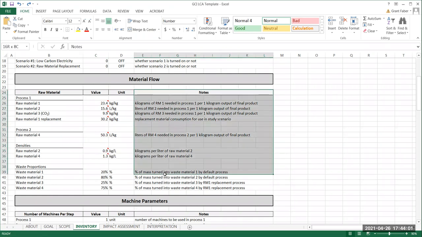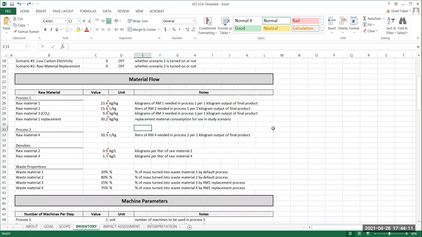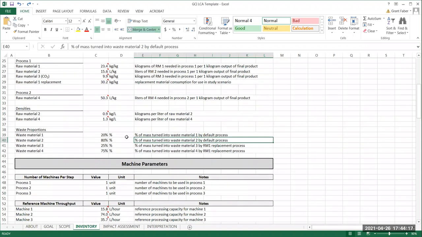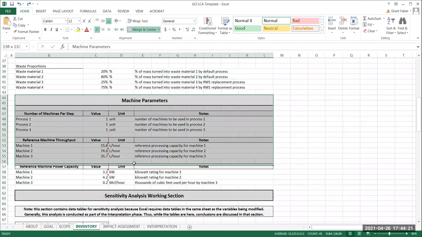And we also, as you'll notice, have these notes sections, which are similarly useful for helping yourself understand what you were doing, or also helps explain each of the individual parameters to a potential separate user of the model other than yourself. Next section, we have machine parameters.